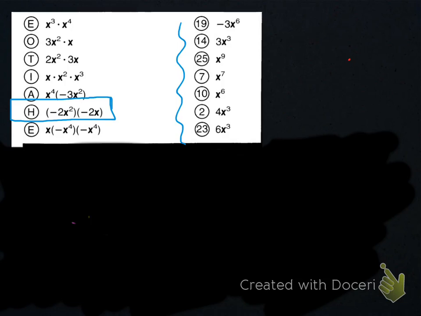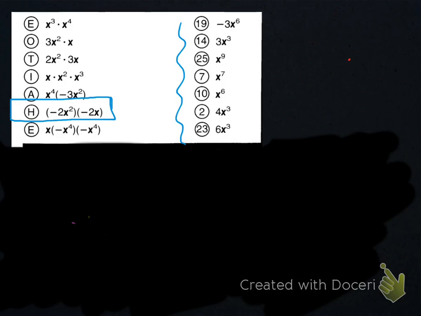So it's saying I'm multiplying the quantity of a negative 2x squared times a negative 2x. And because the quantities are all being multiplied together, and inside the quantities is multiplication, outside the quantities is multiplication, it's the same as if those parentheses weren't there. They're just another fancy way of doing dots.